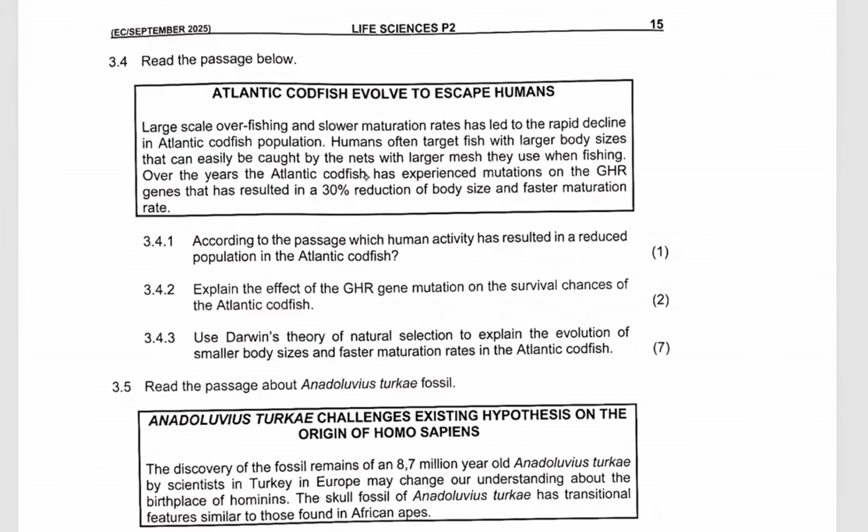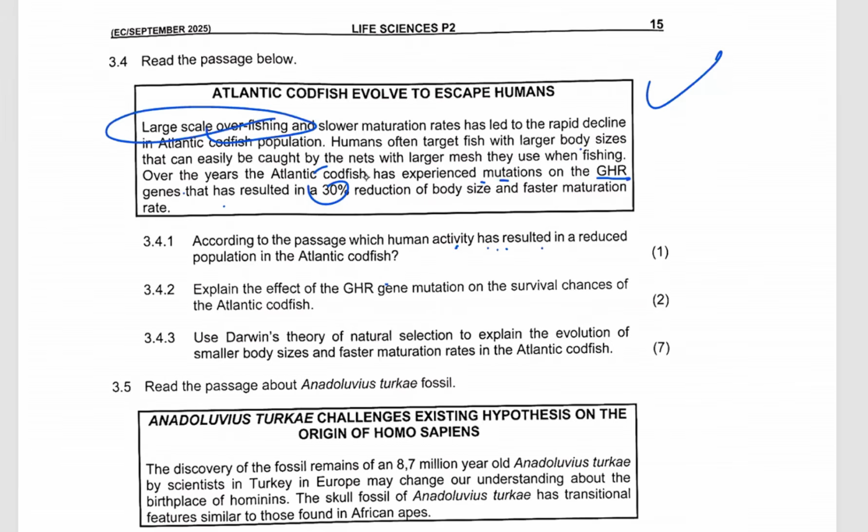Large scale overfishing. Remember, much of the rate of decline in humans is targeted by fishing and port nets. This 30% reduction of the size and faster maturation. According to the paragraph, which human activity has resulted in the decline? When we bring such a question, guys, make sure that you read the passage at least 3 times so that you're able to obtain the information which is there. According to the passage, which human activity has resulted in the decline of the population of Atlantic codfish?